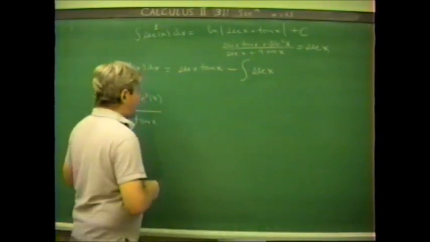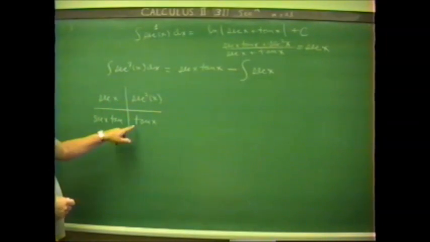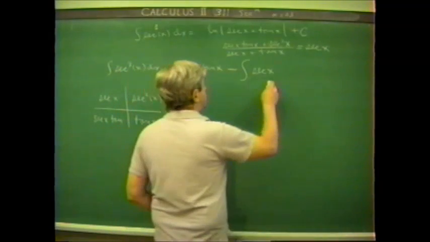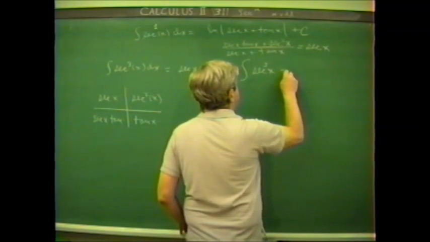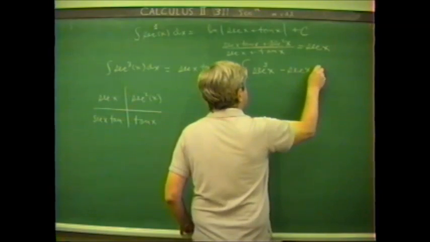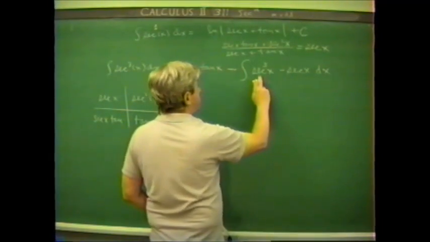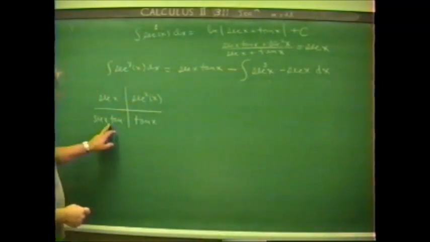And now tangent squared, I'm going to change to secant. So tangent squared is secant squared minus 1. So this is secant times secant squared minus 1, or secant cubed minus secant.